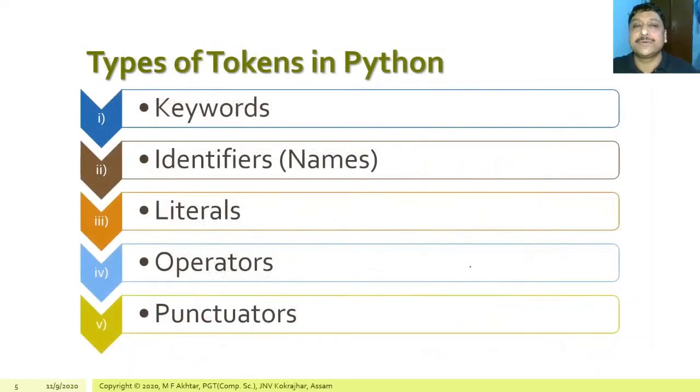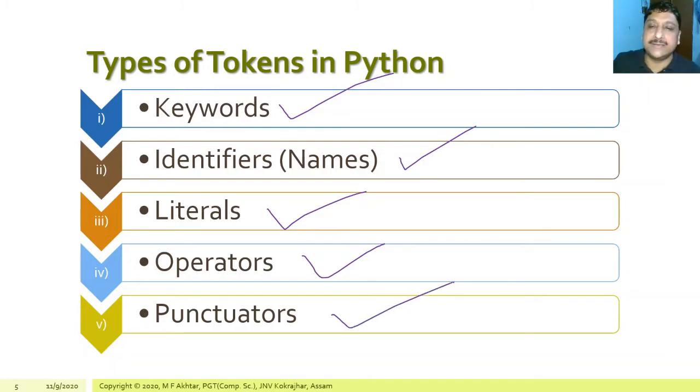Now, types of tokens in Python. There are a total of 5 types of tokens. First is keyword, second is identifier or names, then literals, then operators, and punctuators. In a nutshell, you can understand it like this. Keywords are the reserved words which have some special meaning in the Python language. Those are special words.